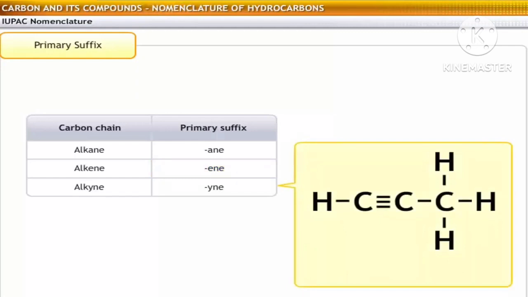Hydrocarbons that contain a triple bond between carbon atoms are known as alkynes, and for naming such hydrocarbons, the primary suffix -yne should be added. For instance, a molecule that has 3 carbon atoms will have prop as the root word. If there is a triple bond between the 2 carbon atoms, add the primary suffix -yne. The molecule is therefore named propyne.